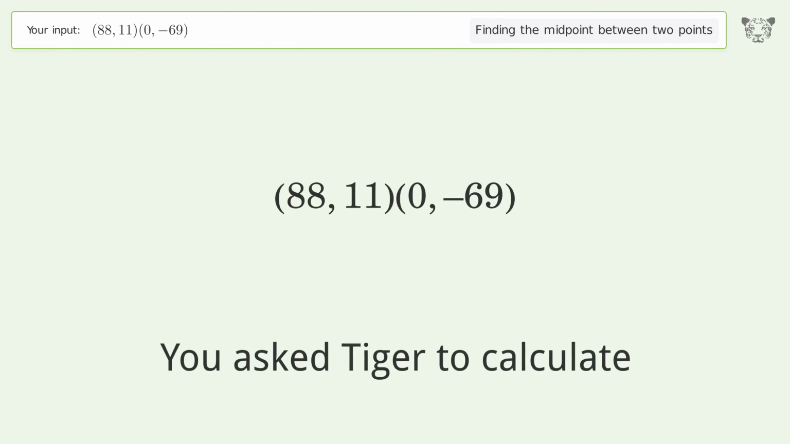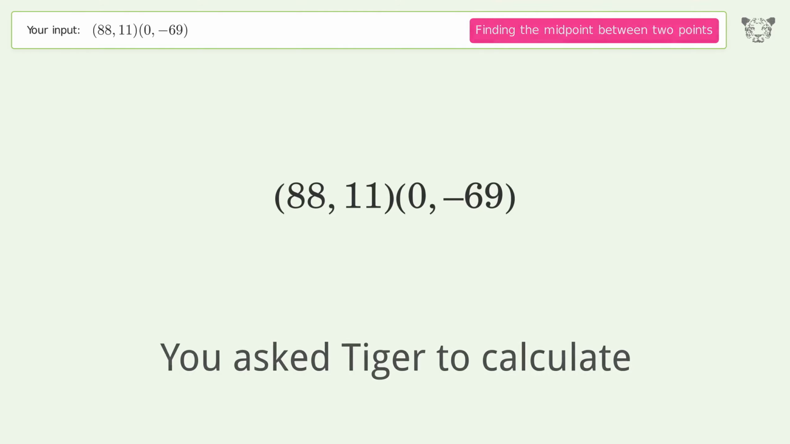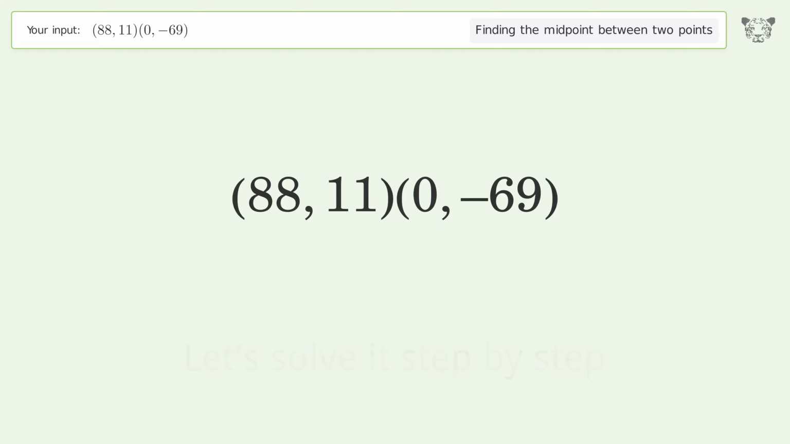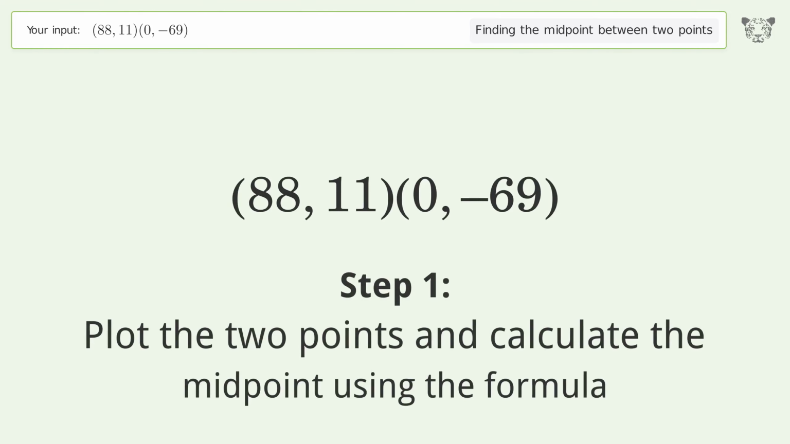You ask Tiger to calculate. This deals with finding the midpoint between 2 points. The midpoint between the 2 points is 44, negative 29. Let's solve it step by step. Plot the 2 points and calculate the midpoint using the formula.